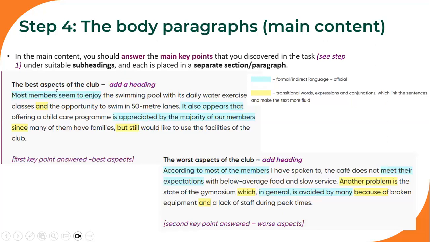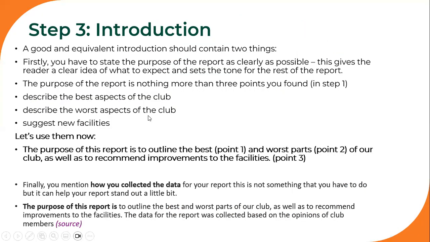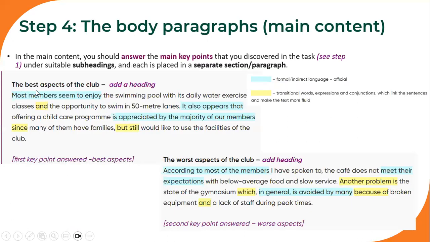Under suitable subheadings. So that's very important in a report to always include the subtitle or the subheading, okay? And each is placed in a separate section or paragraphs. So each key point, if you have 3, then you have to write 3 different paragraphs and add 3 different subheadings, okay? In this case, it is the best aspects of the club, the worst aspects of the club, okay? So you need to separate them very clearly.